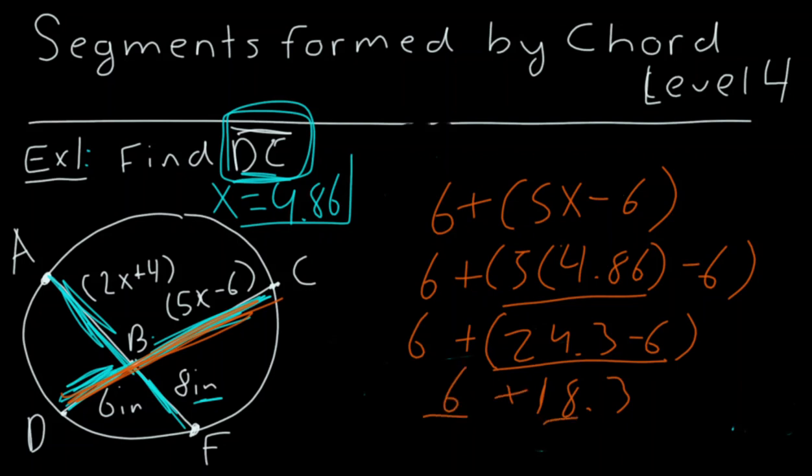And then, of course, y'all should know this. What is 6 plus 18? Well, that would give us 24.3. And in this case, it would be inches. And that is the length of DC.